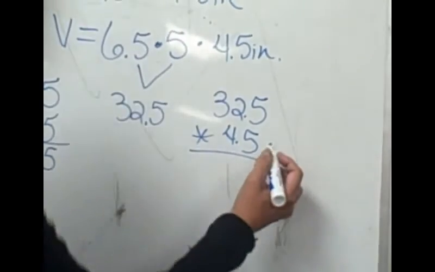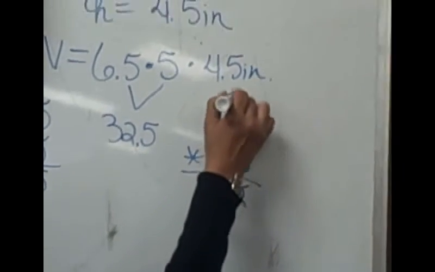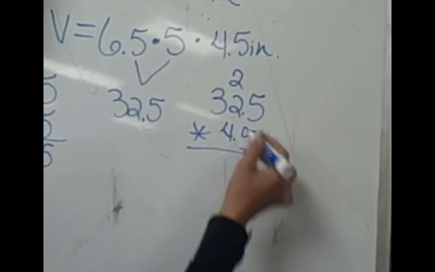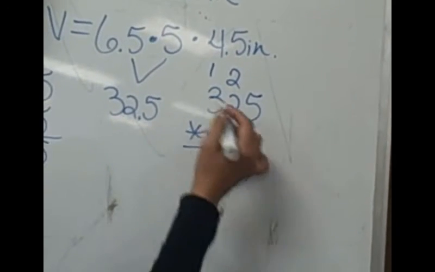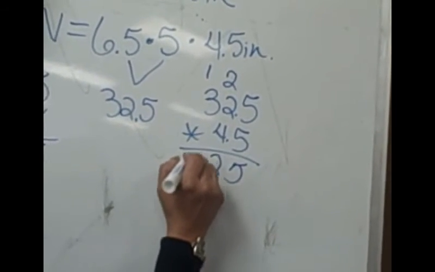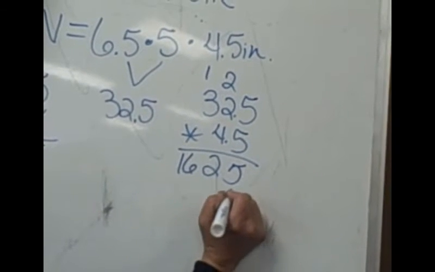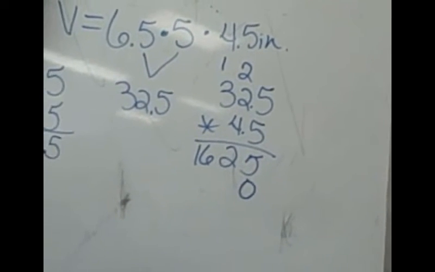Five times 5 is 25, carry my 2. 2 times 5 is 10, plus 2, 12, carry my 1. 3 times 5 is 15, plus 1, 16. Add a 0, our space saver, don't forget it.